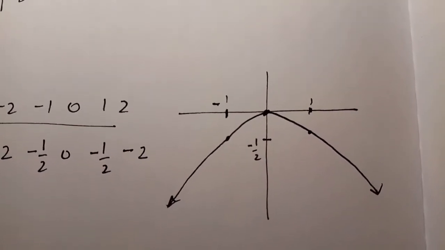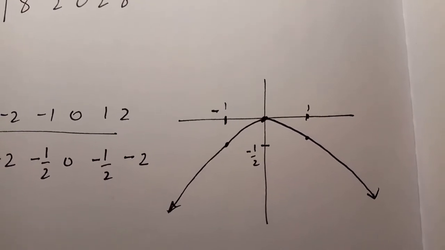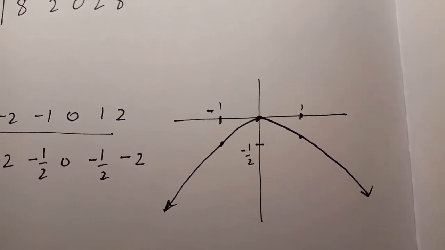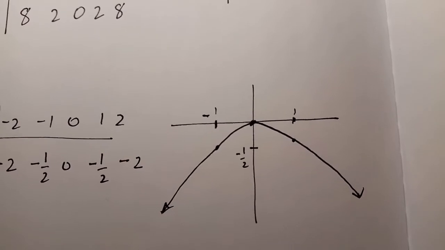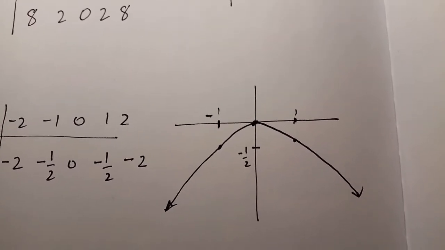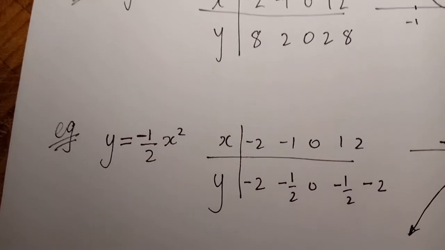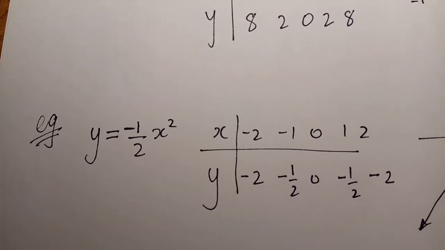Notice from the turning point that we now step across 1 and down 1/2. Step across 1 and down 1/2. This relates directly to the dilation factor.